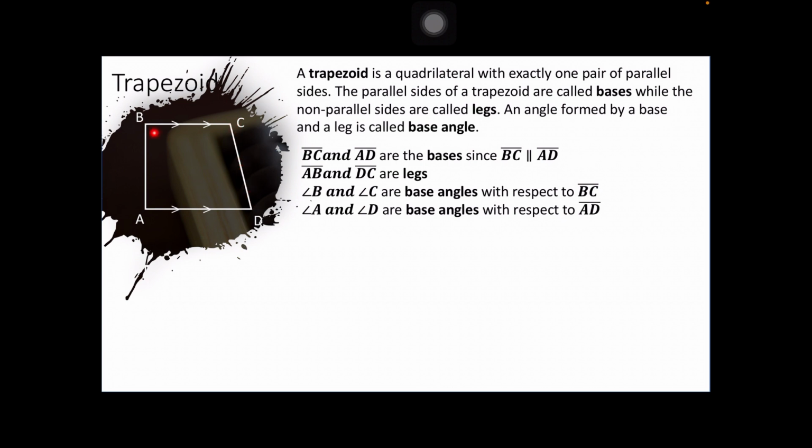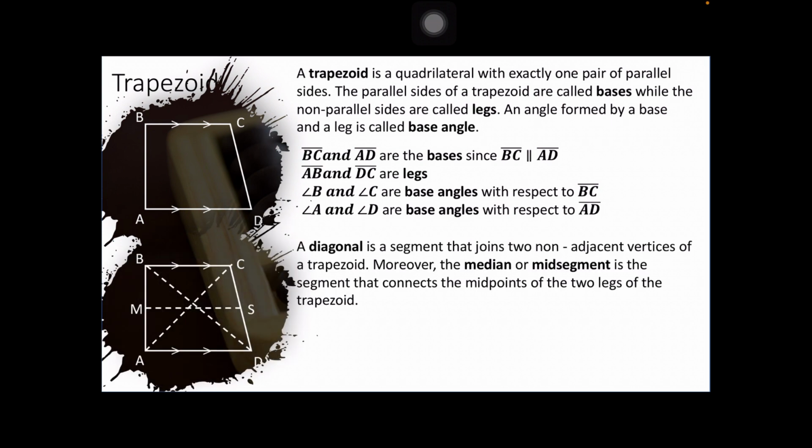Then, angle B and angle C are base angles with respect to the base BC. Then, angle A and angle D are the base angles with respect to the base AD. Ayan po ang ating trapezoid. Lagi po natin tatandaan yan na pag trapezoid, exactly one pair of parallel sides. Ito po yung one pair natin ng parallel sides, yung side BC and side AD.